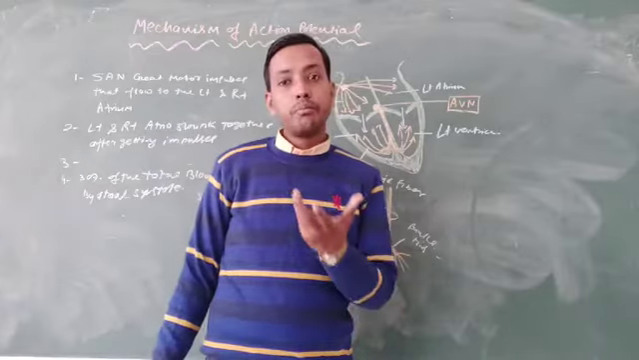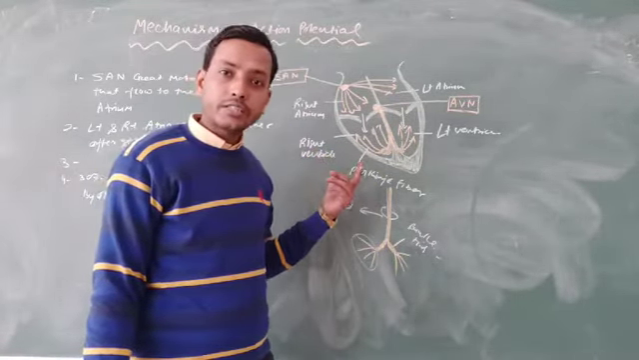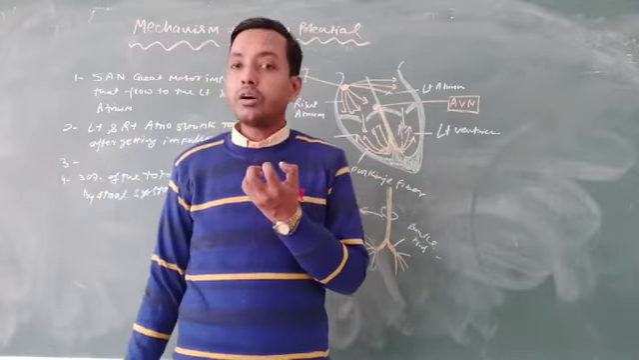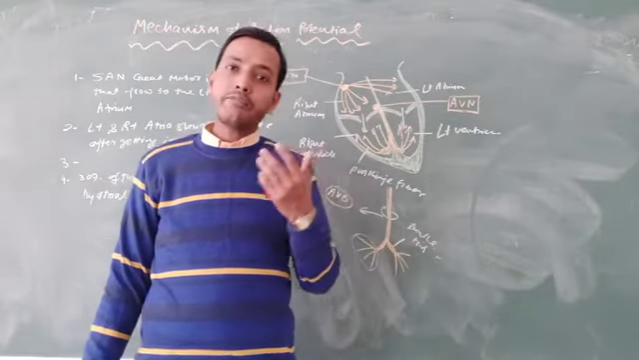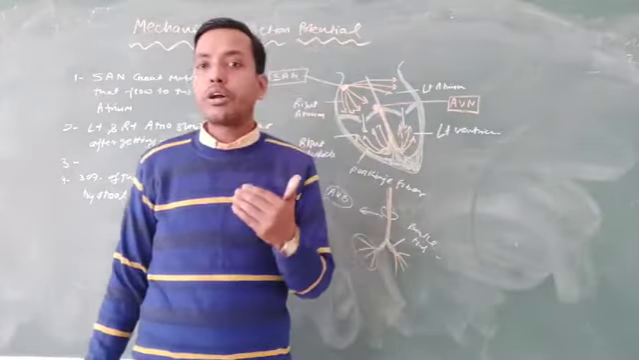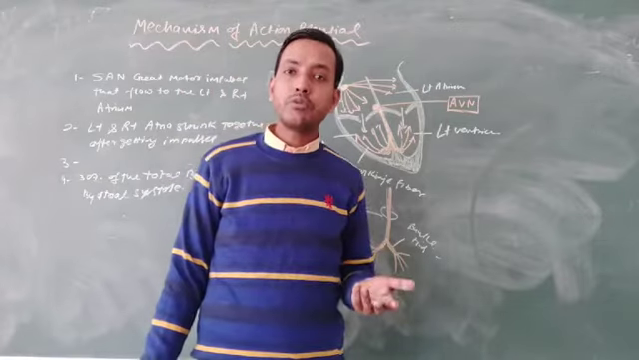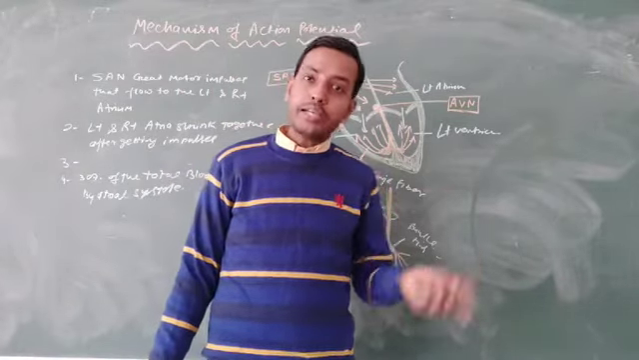What happens when both shrink? Immediately the SA node and AV node shut down, and the atrium and ventricle, that is the two chambers of the upper heart and the two chambers of the lower heart, get back to their original position. That position is known as the joint diastole.